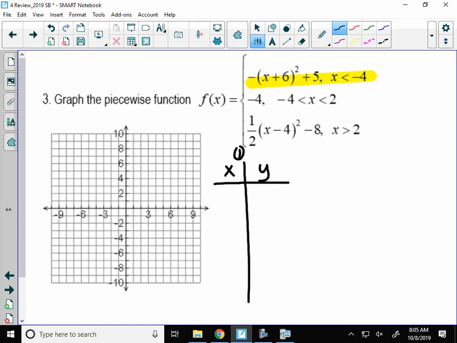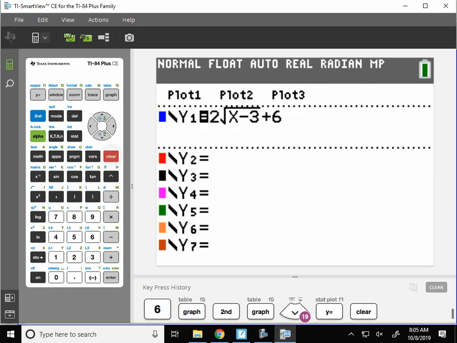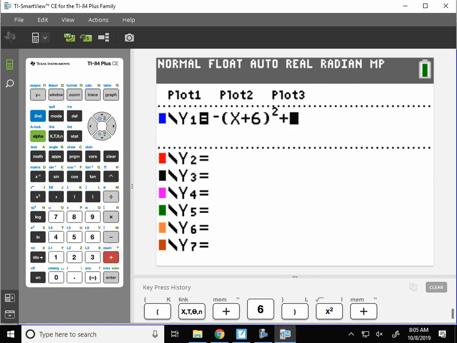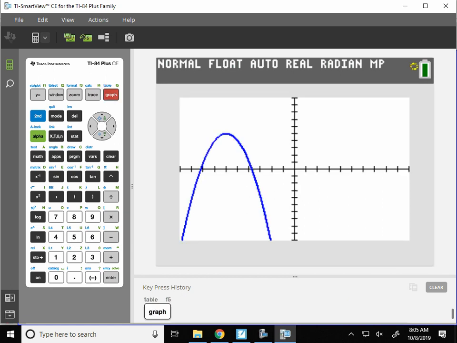I have a nonlinear function, which is also an array. So I need to plot as many key points as possible. Let's go back to our calculator. I'm going to have negative, parentheses, x plus 6 squared, then plus 5. Here's what the picture will look like.